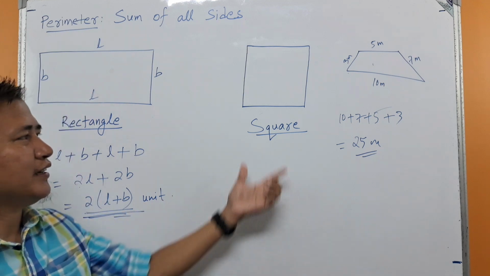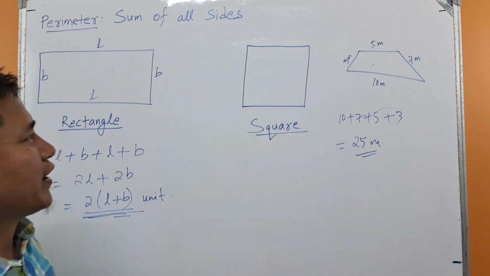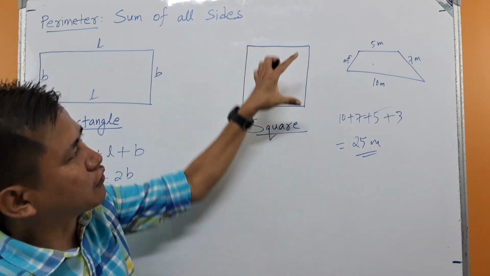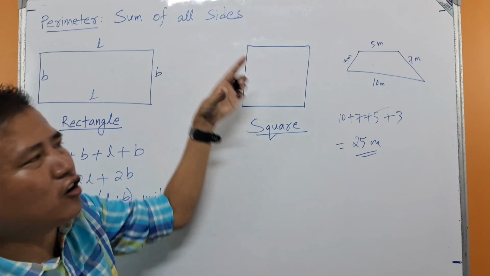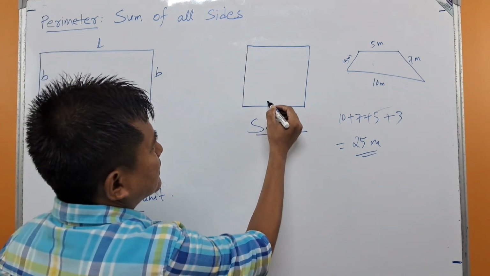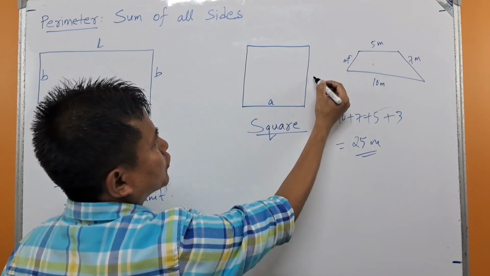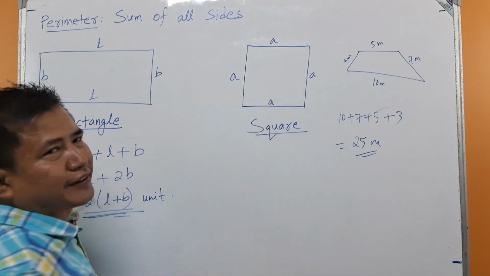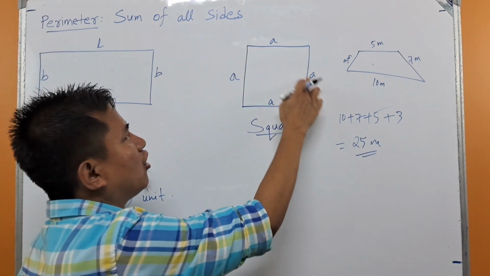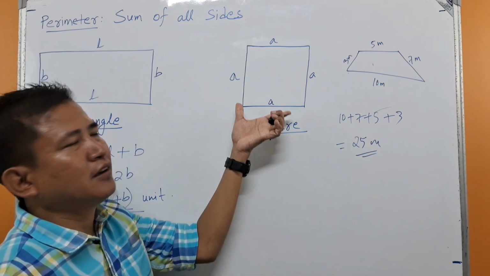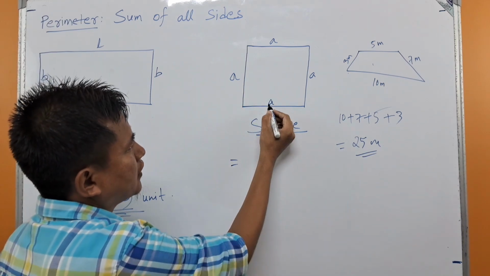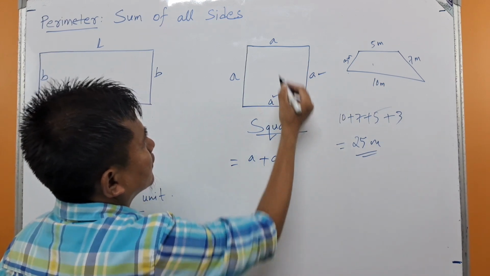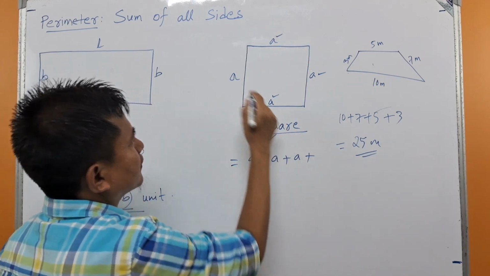Now let us see the formula for perimeter of a square. Square means all sides are equal to each other, isn't it? This side is equal to this side, equal to this side, equal to this side. All sides are equal to each other. Suppose this side is A unit, then this side must also be A unit, this side must also be A unit, and this side must also be A unit. Now, if we add all four sides, we get the perimeter of this square. So let us add all four sides. This A plus this A plus this A plus this A.